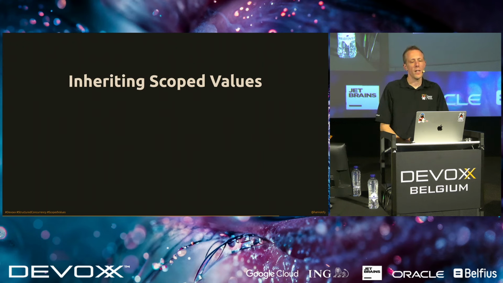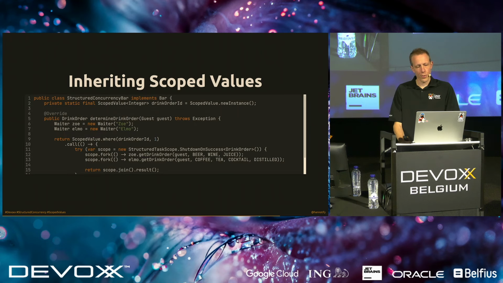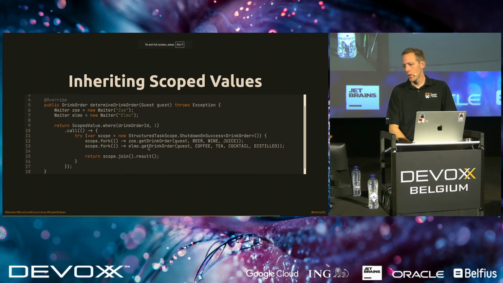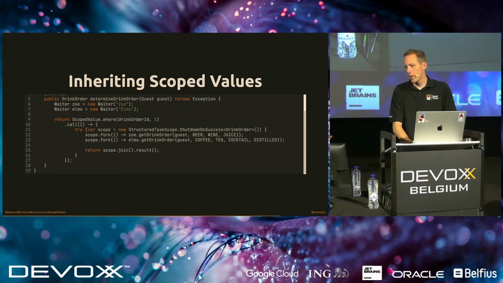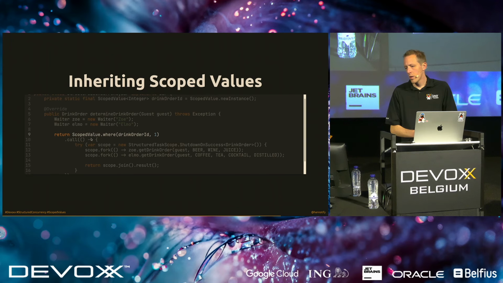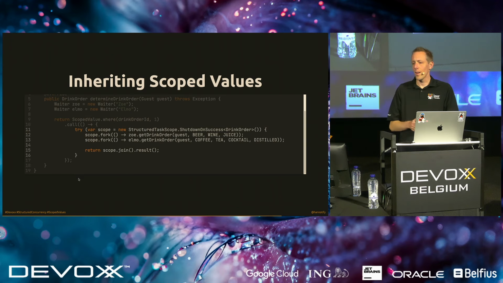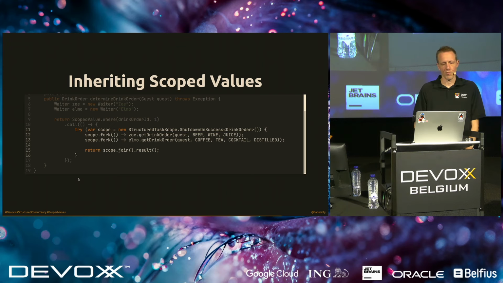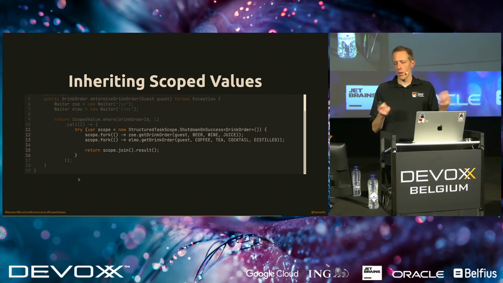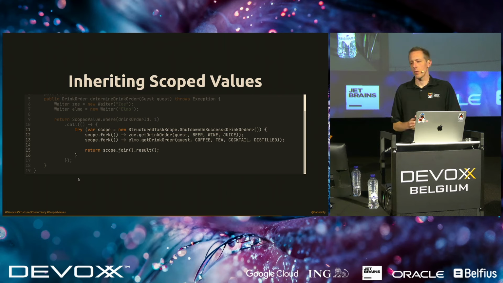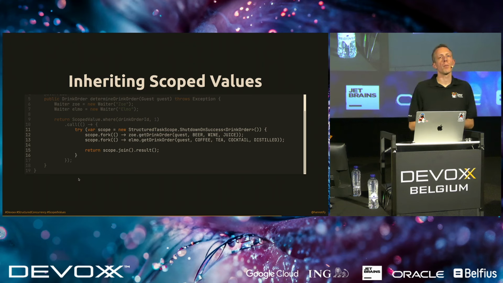And on top of that, you can also inherit scoped values. Just like with inheritable thread locals, but there is no copying involved to the child thread. So this memory intensity issue can also be solved by using scoped values. For example, if we would introduce a scoped value drink order ID in our determine drink order code, we bind the integer 1 to drink order ID, then within this lambda expression, we could refer to the drink order ID and call get on it. But by default, if you spawn any child threads from this scope, the scoped value would not be accessible there.